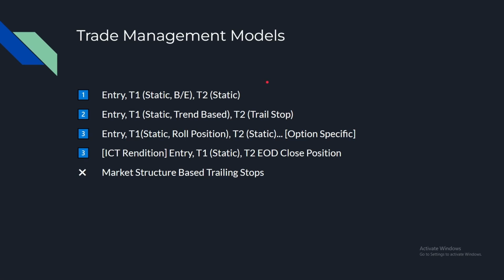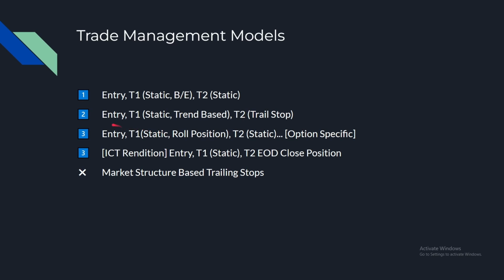So now we have the different types of models. And the first thing you'll notice is there's 2 3s. And the reason is because ICT and Strat are slightly different, especially with the way that people are using it. So it's going to be a slightly different rendition. But simply put, they're all going to have a T1 and a T2, and the T1 and T2 normally are going to be static unless it's a trailed position. And if it's a trailed position, the T2 is just your trailing stop telling you to get out.